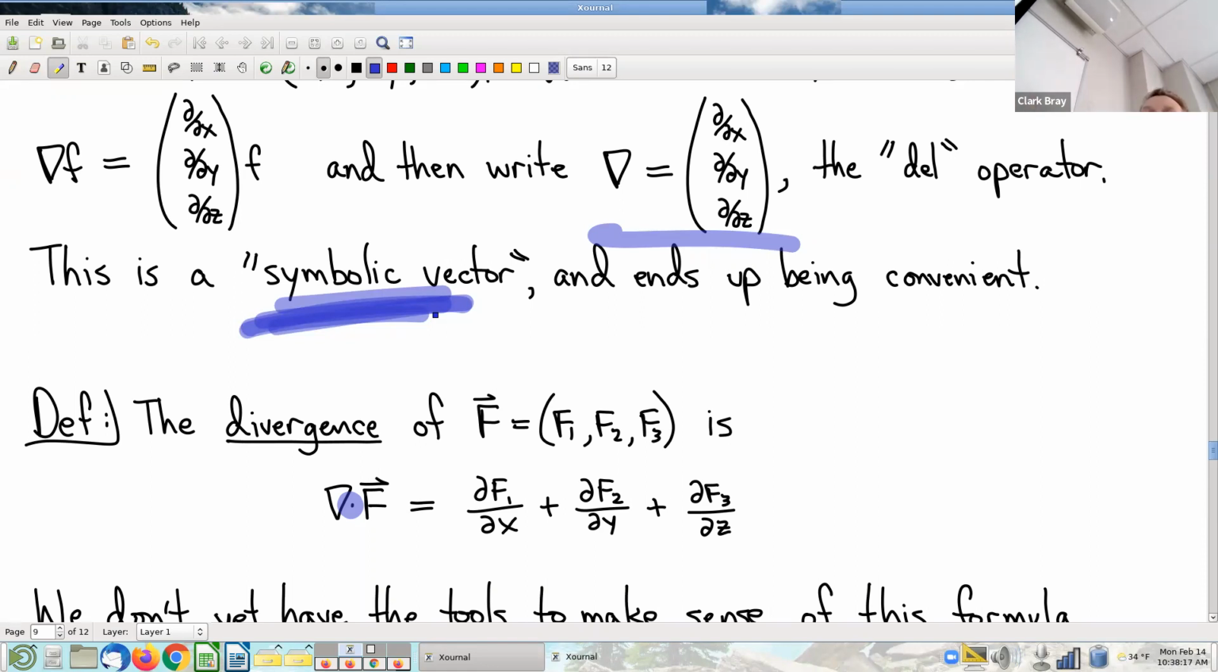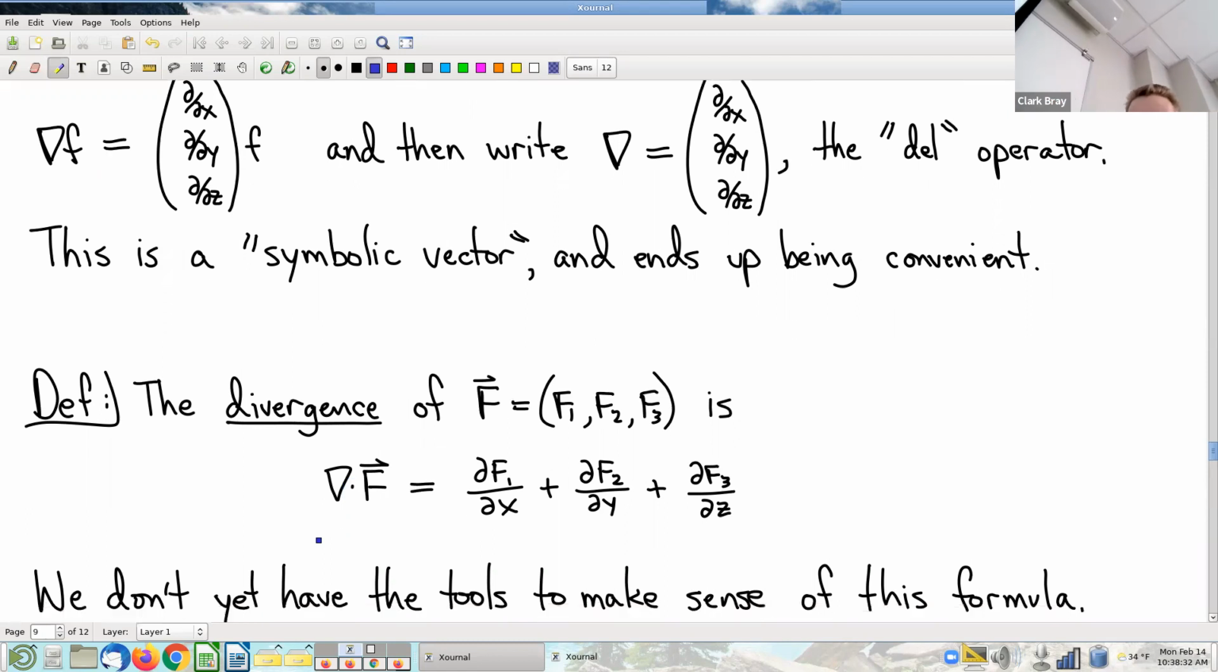And the same thing is happening here. Granted, this isn't really truly a dot product because one of the participants isn't really truly a vector, but let's not worry about that. Okay. All right, so this is this thing called divergence.